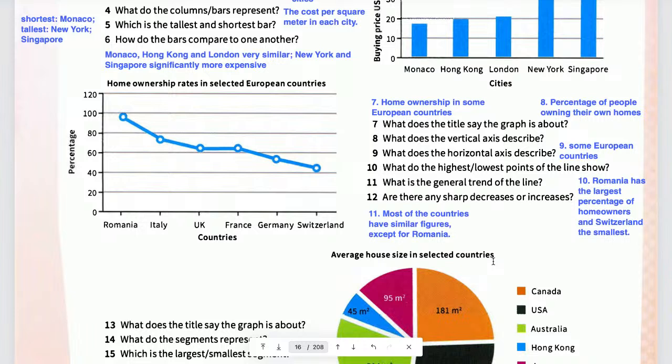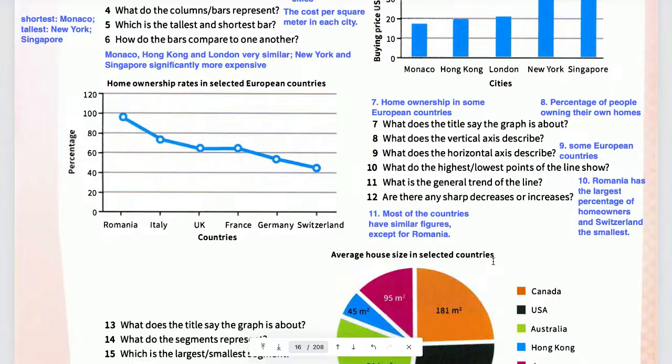So here's the question: are there any sharp decreases or increases? Guys, remember this. They are talking about decreases or increases in terms of the number and the percentage in general. Do you understand? So don't misunderstand with the other things. Okay? They are talking about the line in general. And if we see it decreases or increases, we are talking about a line. And are there any sharp decreases or increases?